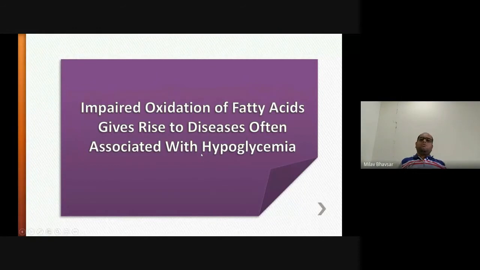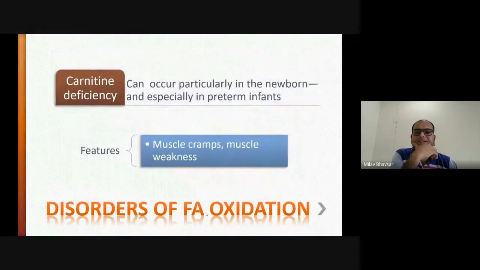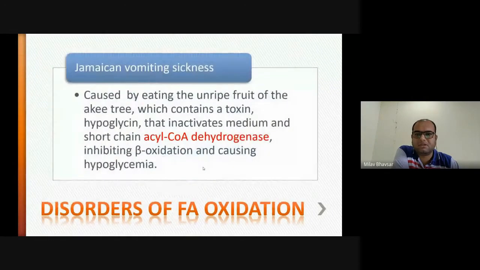Now, what happens is that if you have an impaired oxidation, that may generate hypoglycemia. These are the disorders which are related with fatty acid oxidation, a problem with the fatty acid. Okay. What happens in carnitine deficiency? You get muscle cramps and weakness in the newborns and preterm infants. Jamaican vomiting sickness, I think we had this question also. There is a poster also on this.